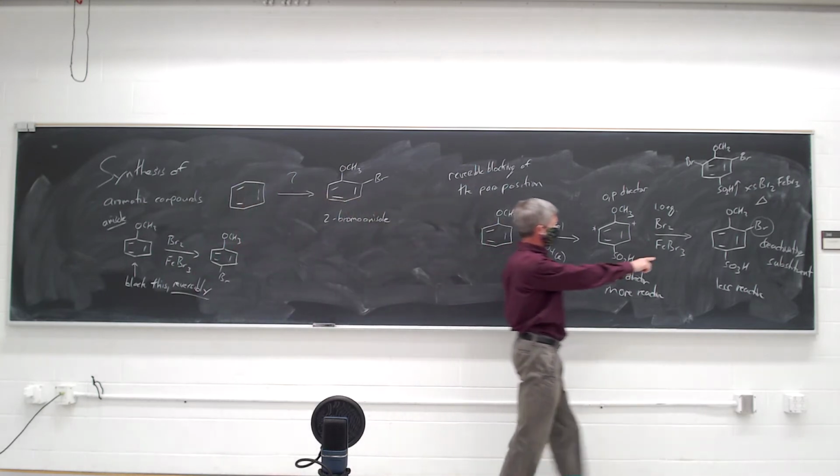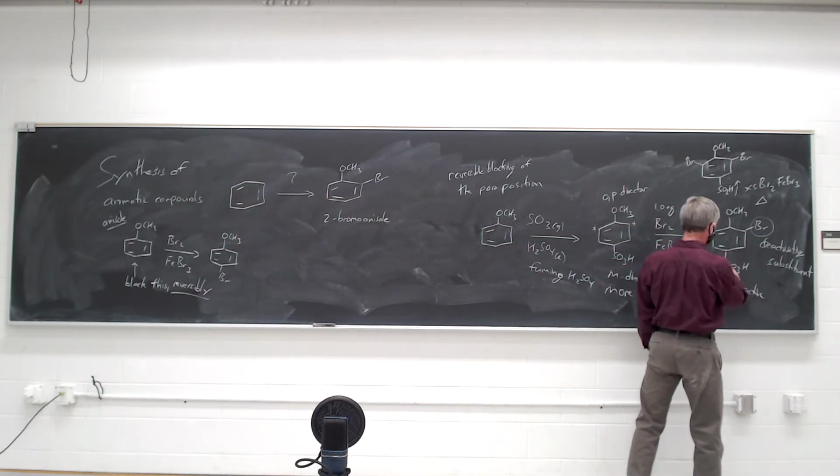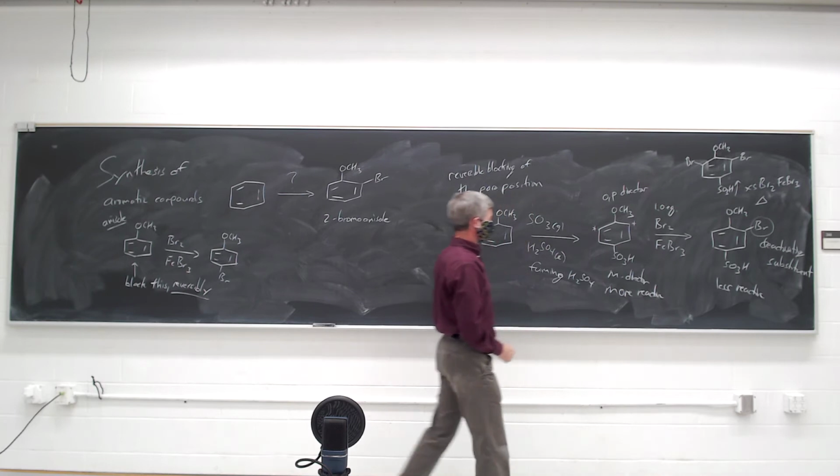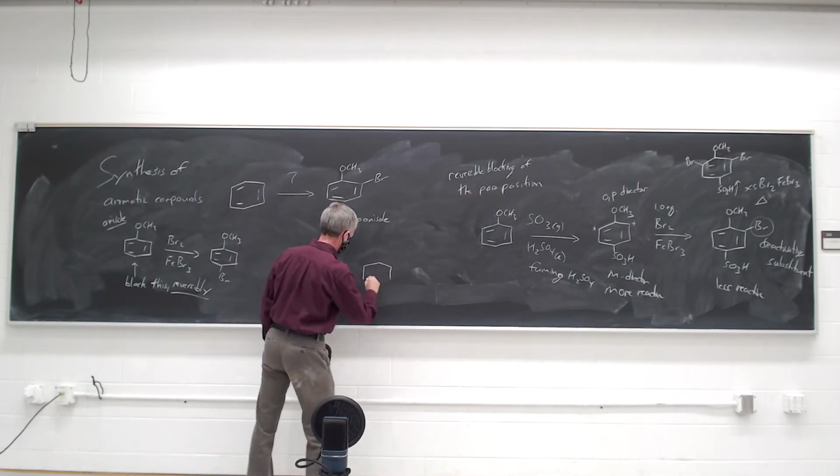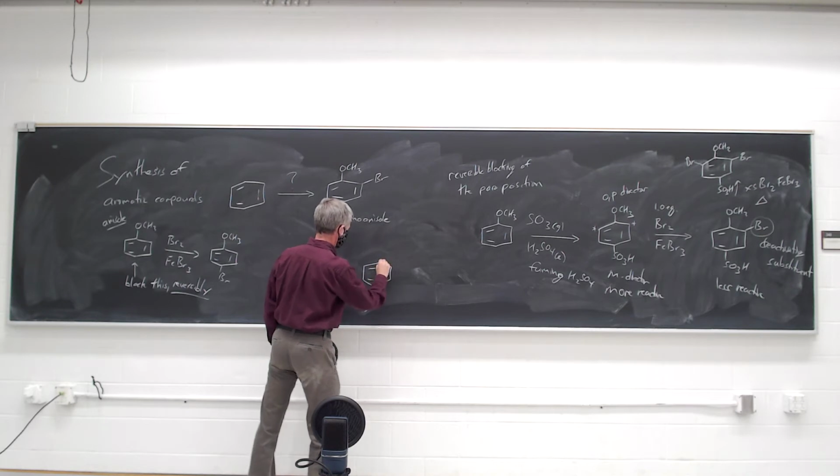So now we have that bromine there, which is where we want it. We've got to take that group off. And the way to take that group off is to react it with dilute sulfuric acid.